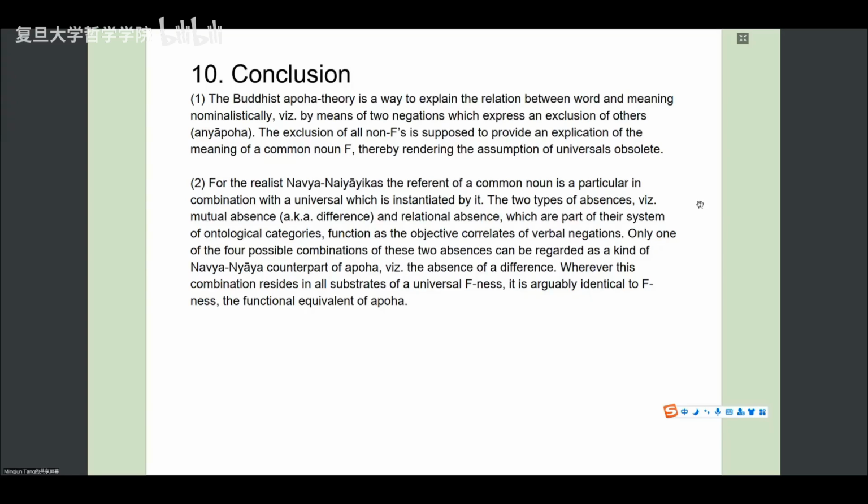2. For the realist Navya-Naiyayikas, the referent of a common noun is a particular in combination with a universal which is instantiated by it. The 2 types of absences, namely mutual absence, also called difference, and relational absence, which are part of their system of ontological categories, function as the objective correlates of verbal negations. Only one of the 4 possible combinations of these 2 absences can be regarded as a kind of Navya-Nyaya counterpart of apoha, namely the absence of a difference. Wherever this combination resides in all substrates of a universal Fness, it is arguably identical to Fness, the functional equivalent of apoha. Let's take the next one.